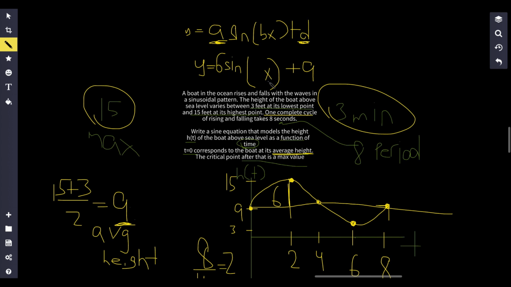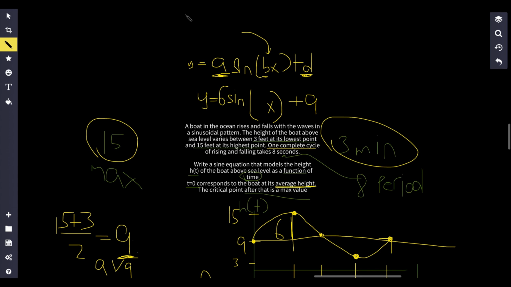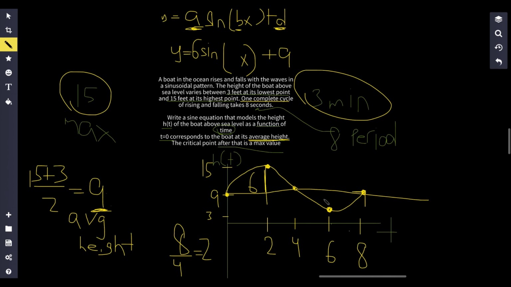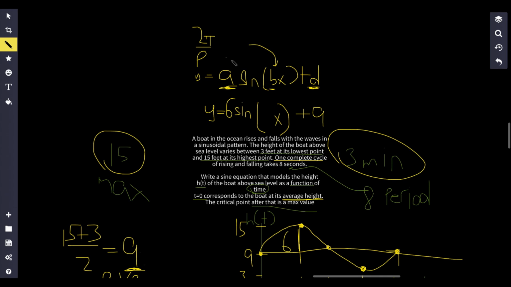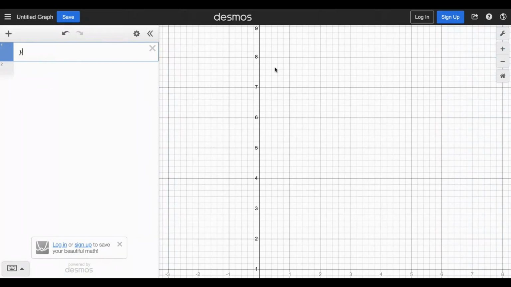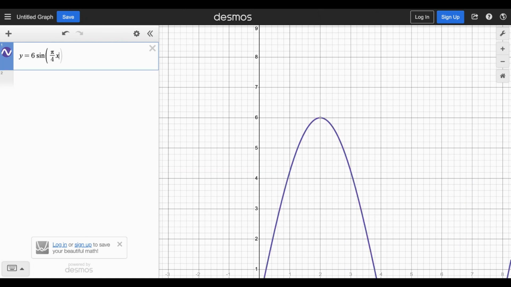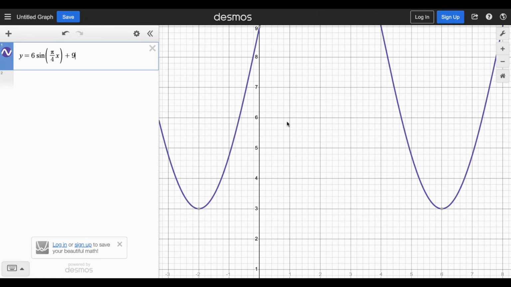And there's still an x inside here. But what about our b term? Well, remember, our b term is 2 pi divided by our period. So in this case, we know our period is 8. So 2 pi divided by 8 is pi over 4. And that's going to be the equation for our sinusoidal function. And we graphed it as well, just to show you guys. So we have our answer: y equals 6 sine of pi over 4x plus 9.